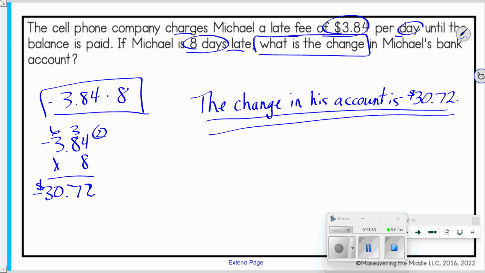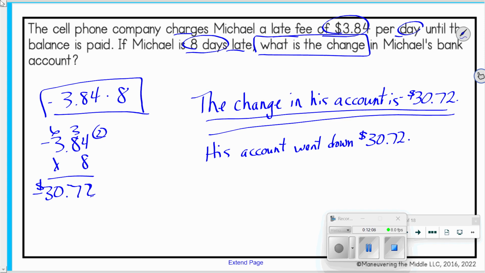Yes. Okay? Would it have been okay to say his account went down $30.72? Is that acceptable? Yeah. Technically it's acceptable, and I would accept that answer. But again, I try to model what I try to teach you guys, which is use the question they've given you to write my answer, to make sure I'm addressing the question.